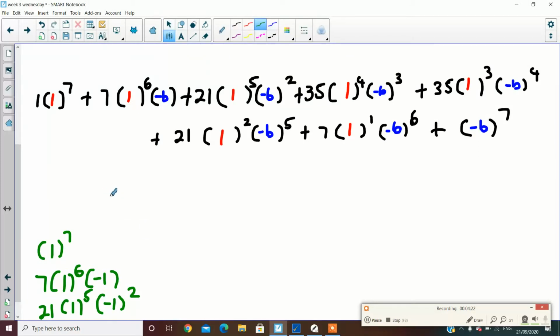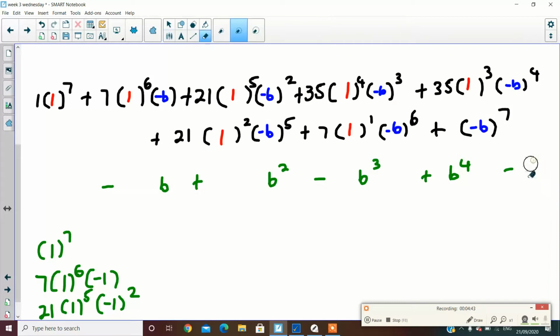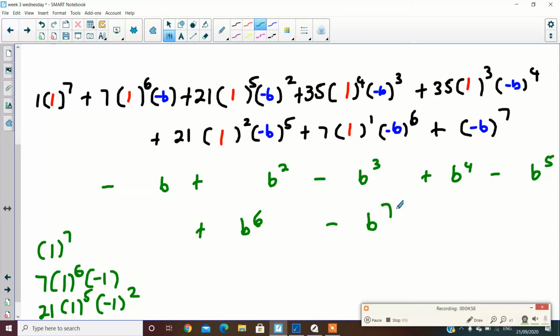You should work something like this. The second one should be minus b. The third one should be plus something b squared. The one after that should be minus something b cubed. Then plus something b to the power 4, minus something b to the 5, plus something b6, and finally minus b7. Does everybody see the pattern there? Plus minus, plus minus, plus minus, and the b's keep getting bigger, don't they?